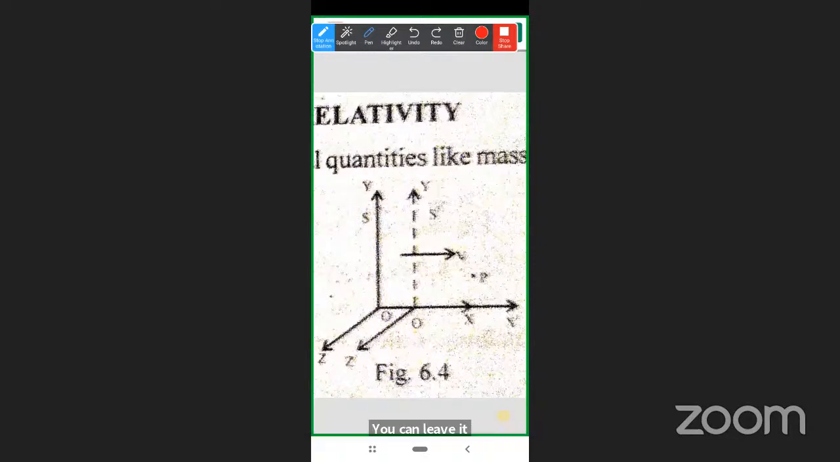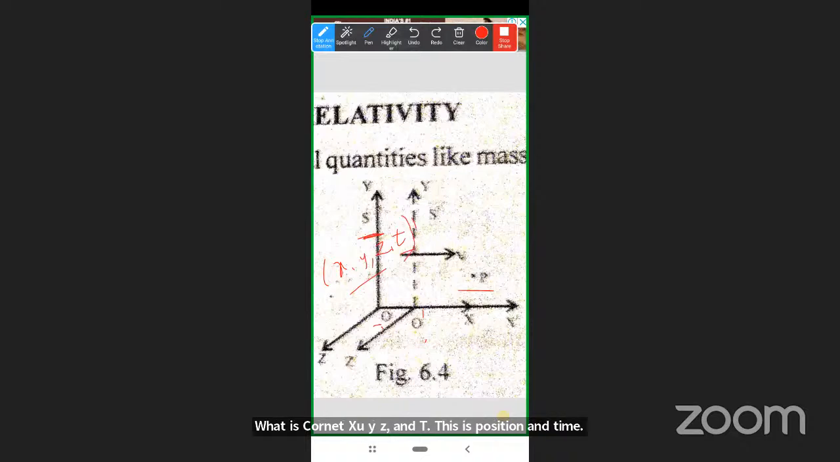Let us consider one point P in space, described by the observers in the S frame with reference to the origin O, and this is O dash. This is the S frame with origin point O, and the S dash frame with origin O dash. What are the coordinates of the S frame? x, y, z, and t. This is position and time.